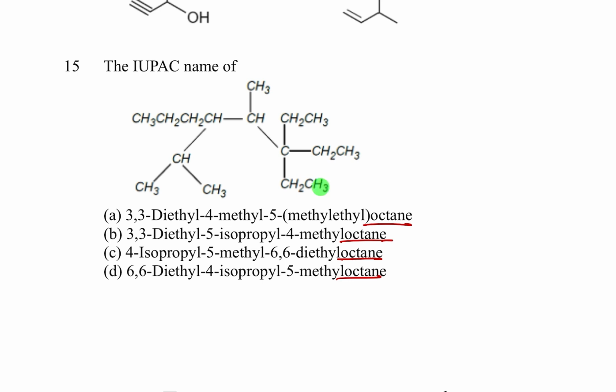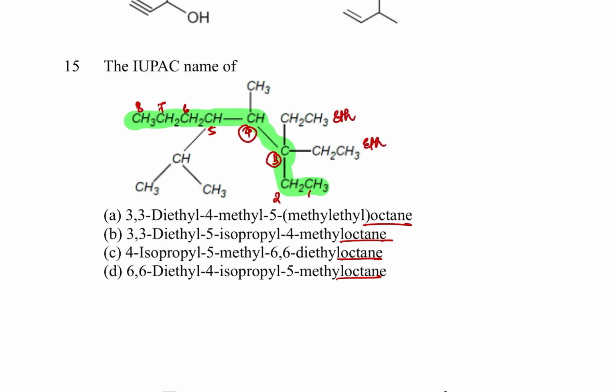Whereas one option I am getting how? If I start from here, in this way, how do I number? 1, 2, 3, 4, 5, 6, 7 and 8. It is coming like that. So at the third position, I have 2 ethyl group.